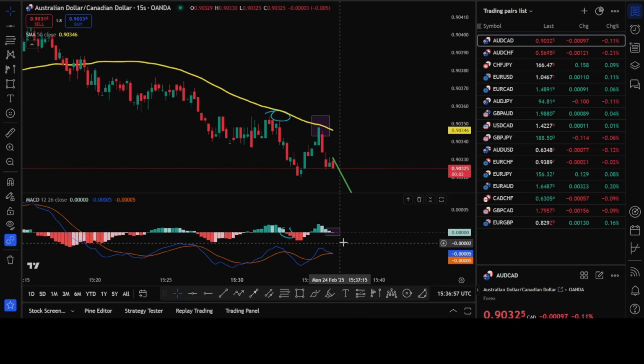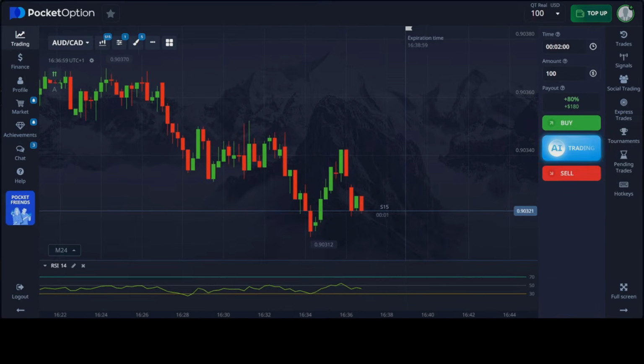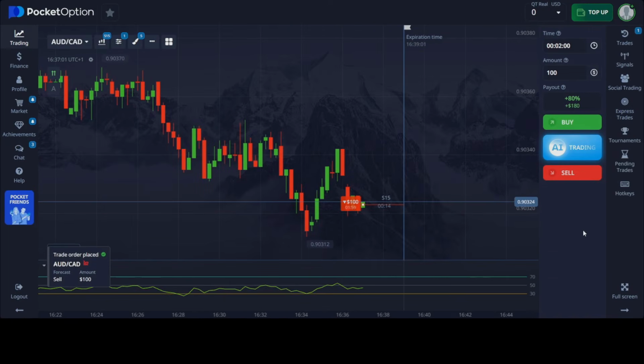We open Pocket Option and following the MACD signal, enter a 2-minute sell trade.